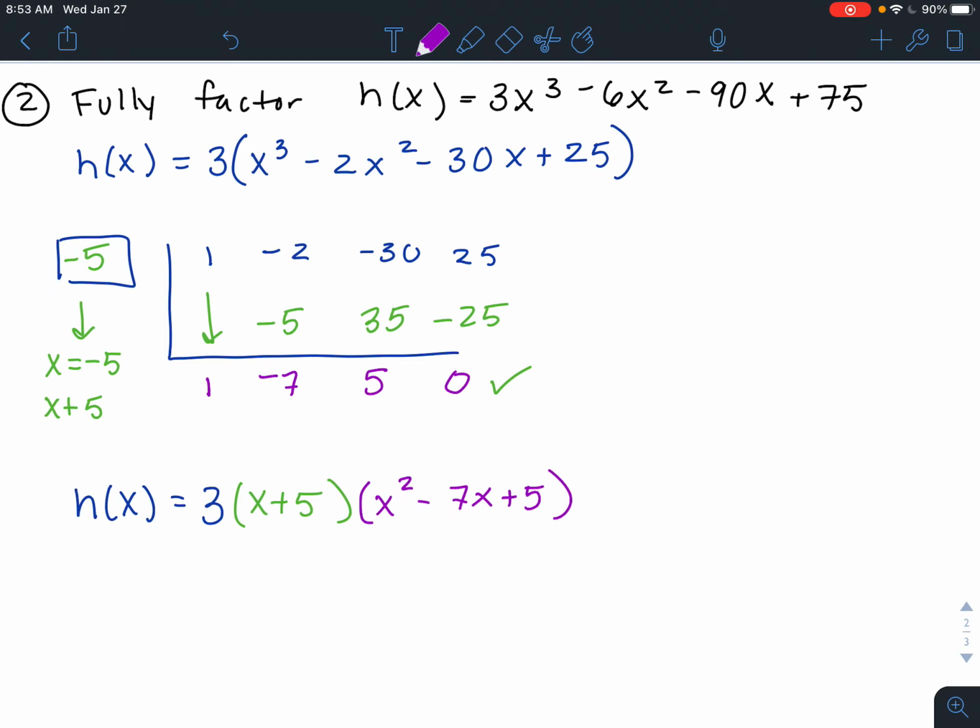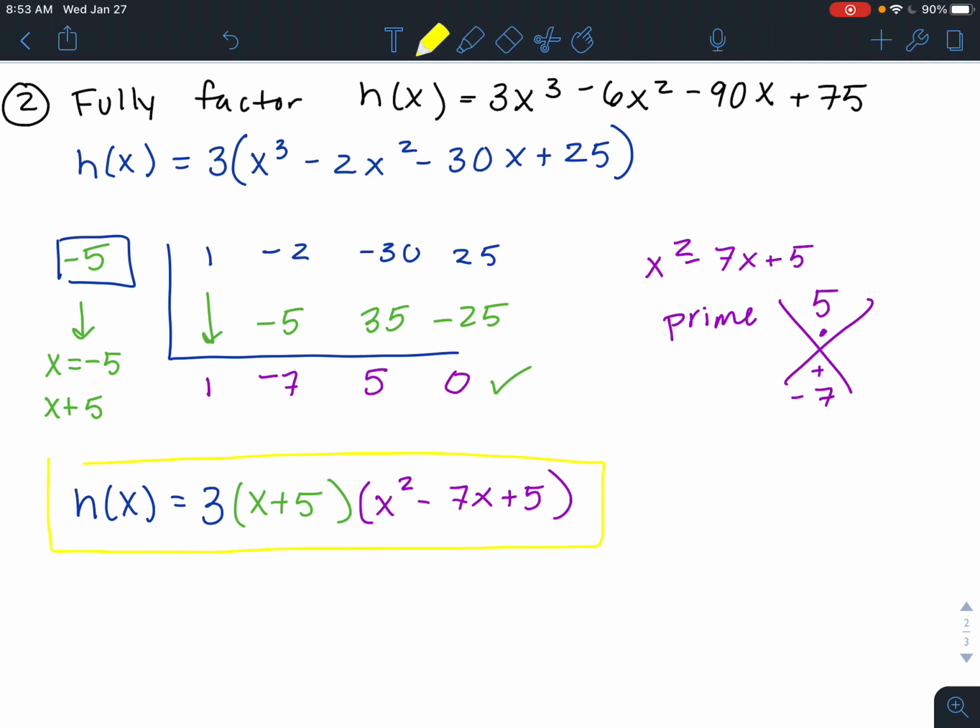So then my goal right now is just to factor. So I want to see if x squared minus 7x plus 5 is factorable. Right, so I want to multiply to 5 and add to -7. Well, the only factors of 5 are 1 and 5, and I can't make a -7 out of those. So this is prime, it's not factorable, which means that this is my final answer, right? This is my fully factored answer.